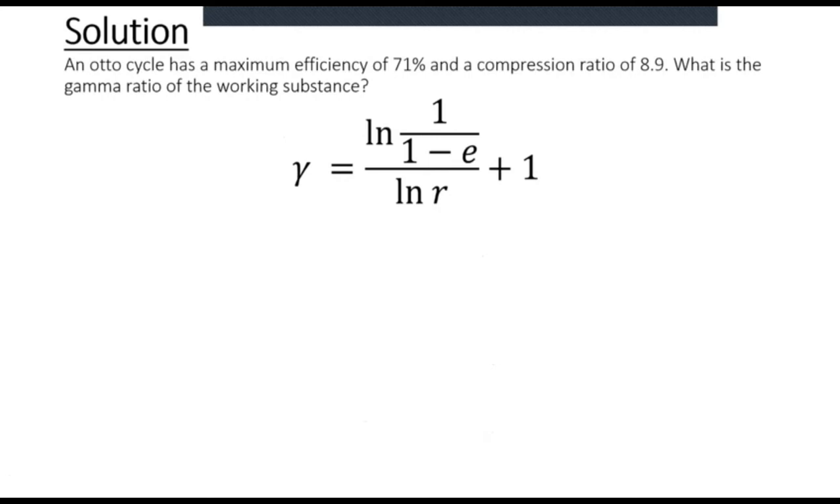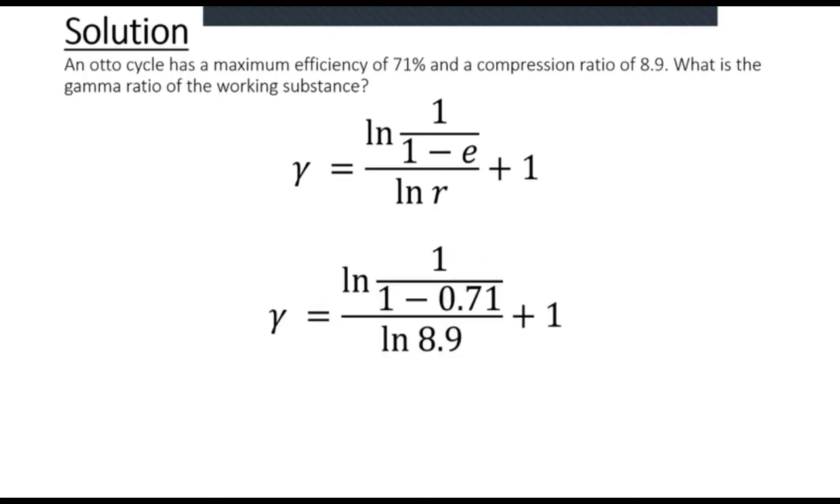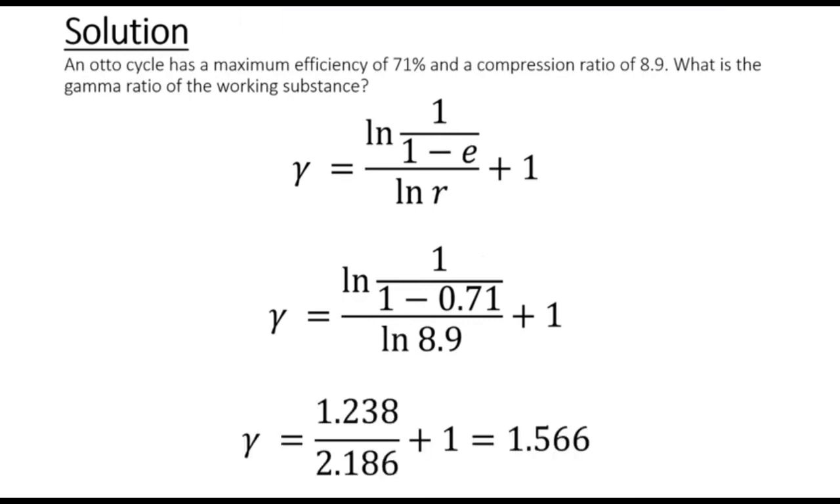Since we have the value for efficiency and compression ratio, we can substitute. E equal to 71%, which is 0.71, and compression ratio, R equal to 8.9. Then we can calculate and get the answer for gamma.